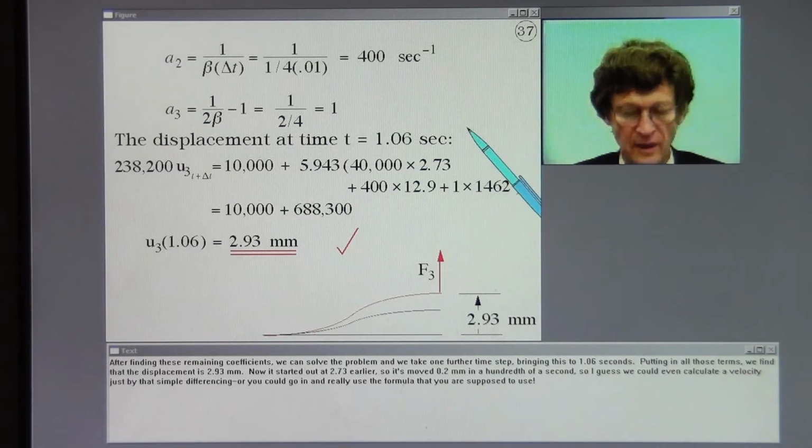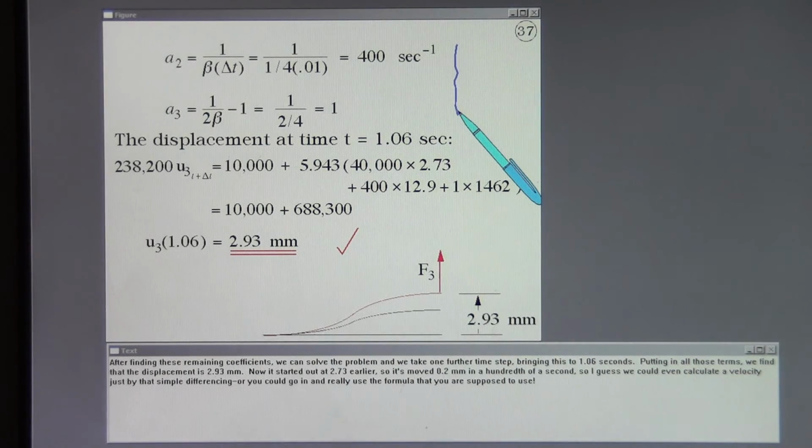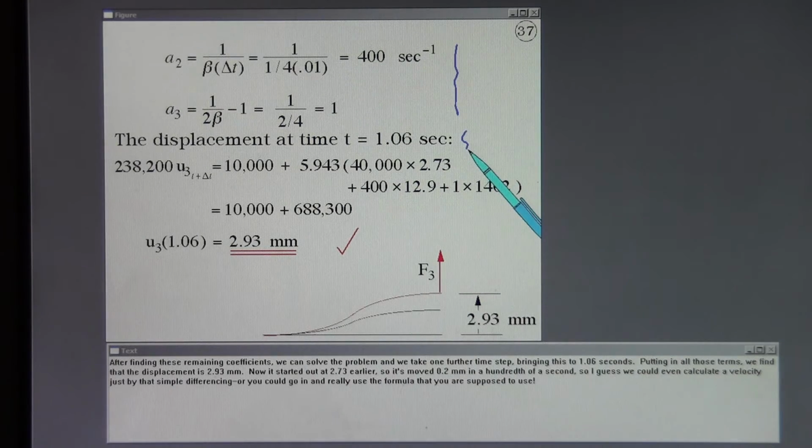After finding these remaining coefficients, we can solve the problem, and we take one further time step, bringing us to 1.06 seconds. Putting in all those terms, we find that the displacement is 2.93 millimeters. Now, it had started out at 2.73 earlier, and so it's moved 0.2 of a millimeter in 1/100th of a second. So I guess you could even calculate a velocity just by that simple differencing, or you can go in and really use the formula that you're supposed to use.